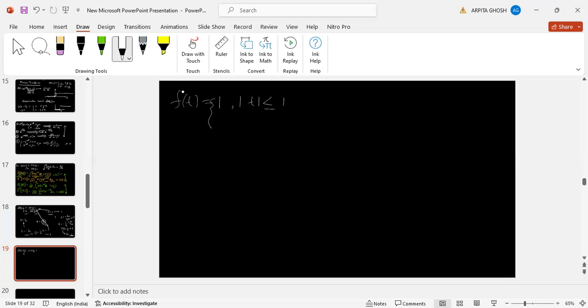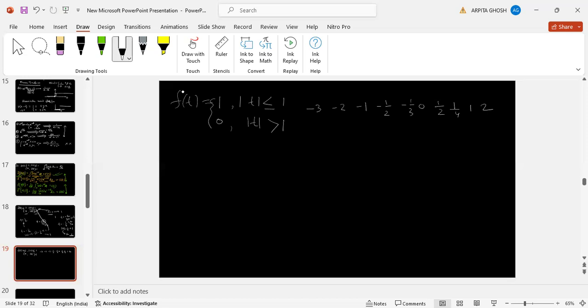Function is what? Given that function is equal to 1 for mod t less equal to 1 and 0 for mod t greater than 1. So let us take separate values, let us take distinct values. Let us start with, say, minus 3, minus 2, minus 1, then minus half, minus 1/3, 0, half, 1/4, then 1, 2, etc. Let us write down the values of the function separately.